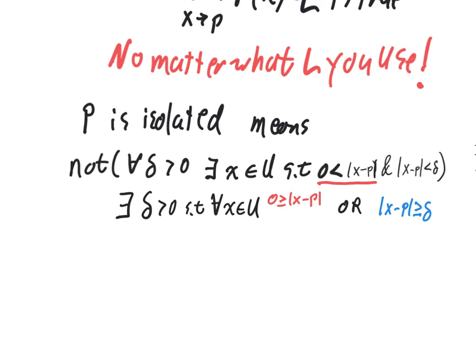And I want to focus on this one in red because that obviously should be simplified. Absolute value can never be negative. So this thing in red is the same thing as 0 equals the absolute value of x minus p. But there's only one thing that has absolute value 0, that's 0. So that really just means x minus p is equal to 0, so x is equal to p. So what does this mean? This means that there exists a delta such that for every x in U, either x is exactly equal to p or x is far away from p.